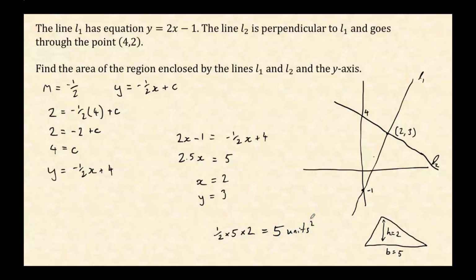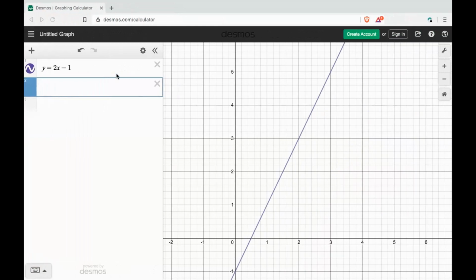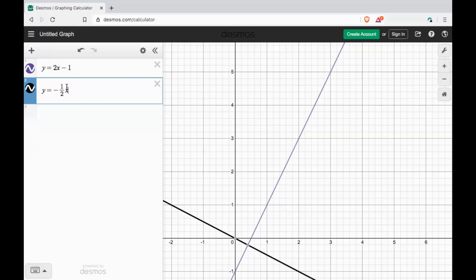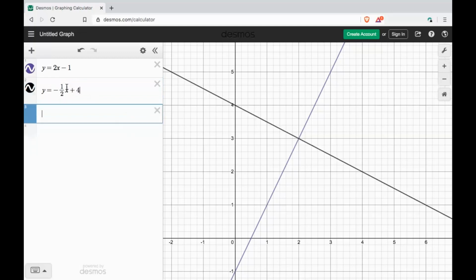Now, it's always worth, particularly at this stage, just sketching this stuff out on some graphing software just to see if we were correct. So let's plot this line. So I've plotted the original line here, y equals 2x minus 1. And let's plot the other one as well. So we calculated the perpendicular one had an equation of minus a half x plus 4.